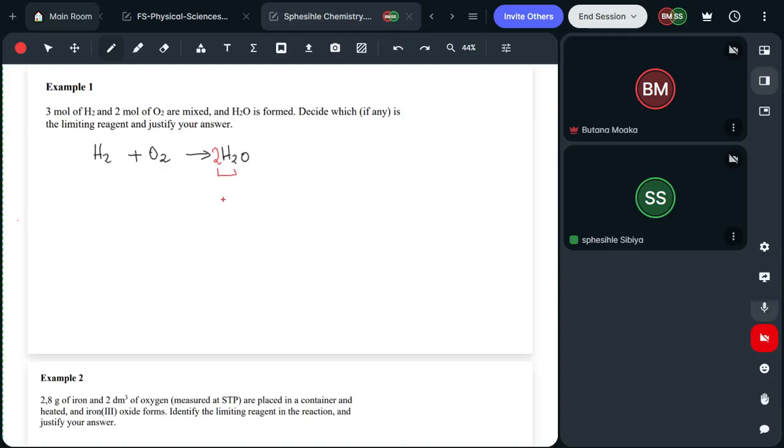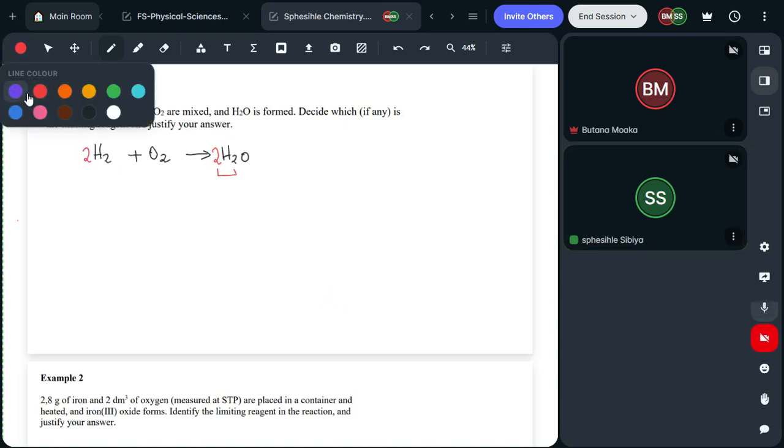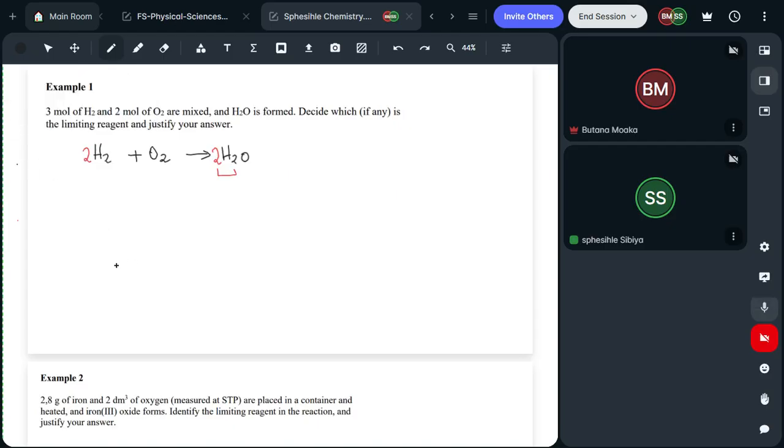So the hydrogen on the product is 2 times 2, which is 4. To balance the equation completely, we need to put 2 in front of this H2. We need to put 2 in front of that H2. Then the equation is now balanced. I think balancing an equation is not an issue for you, right? Yes. Perfect.